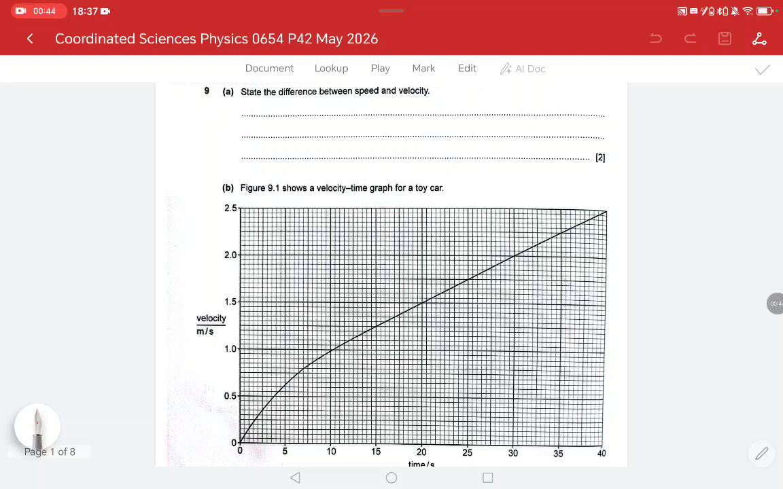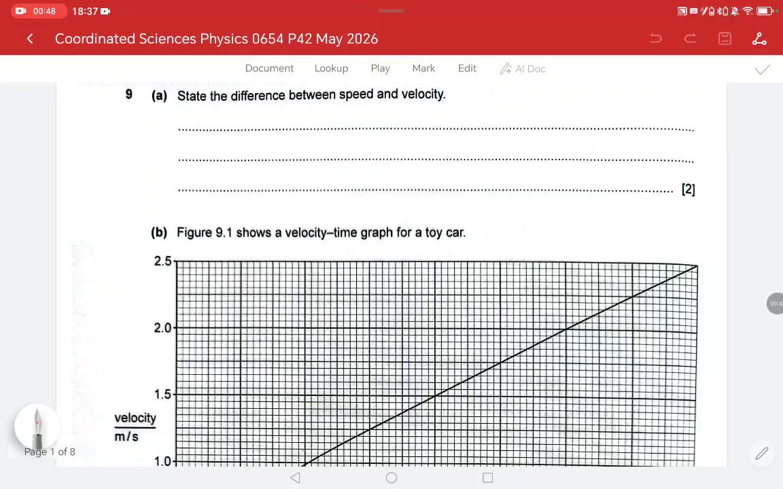Question 9, this is the first question for physics. State the difference between speed and velocity. Number 1, we know that speed is a scalar quantity and velocity is a vector quantity. Okay, so you have to say that and to explain. So speed is a scalar quantity.